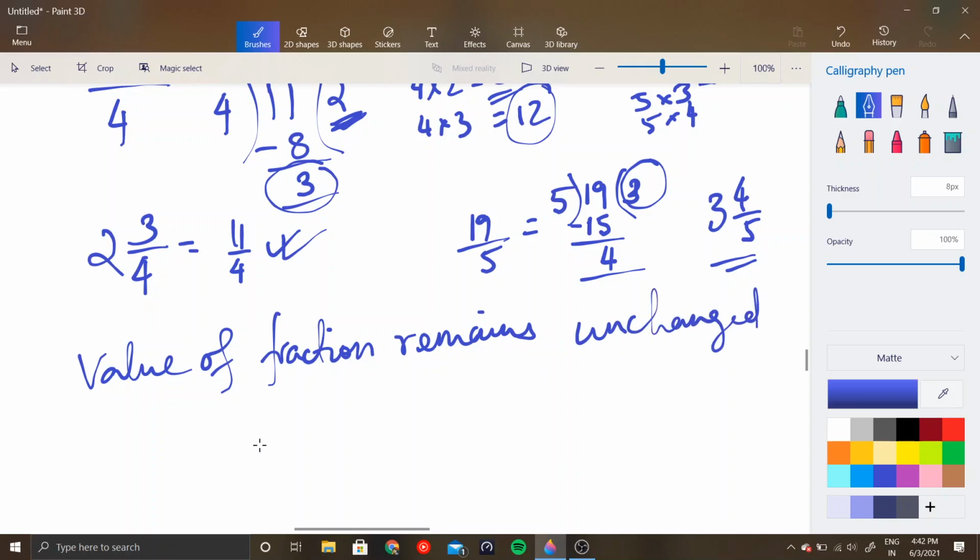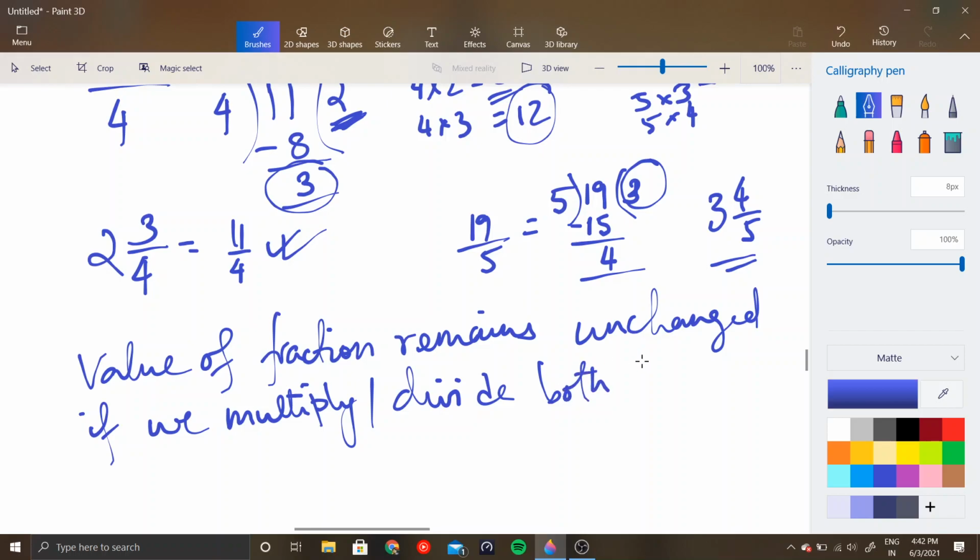This is a theorem. You can note this down. If we multiply or divide both the numerator and the denominator by the same number.